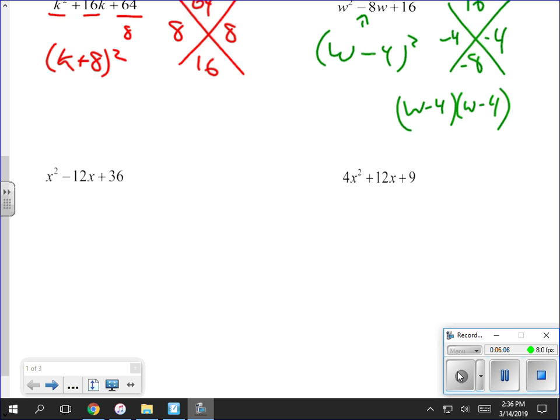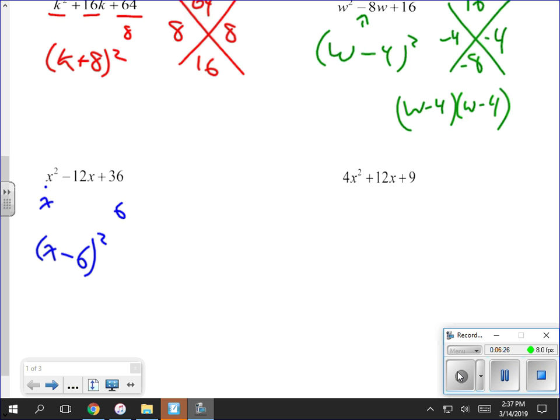So this first one, x squared is a perfect square. I square x to get that. 36 is a perfect square. I square 6. If I multiply the 2 and double it, I get 12. So this is a perfect square. This would be x minus 6 squared.